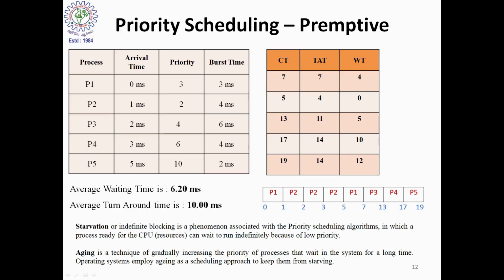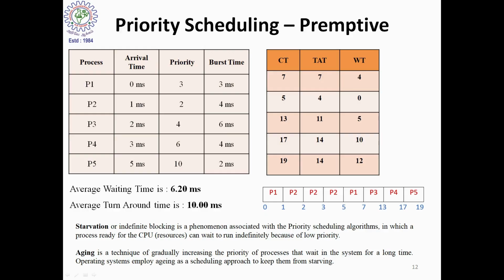After 1 millisecond we have to check whether any other process with higher priority has arrived or not. At time 1, the process P2 has arrived, right? So check the priority of that process. The currently running process has priority 3 and the newly arrived process has priority 2. So obviously P2 has a higher priority than P1. So we remove P1 from the processor and give P2 to the processor at 1 millisecond, and now it is executing up to 2.